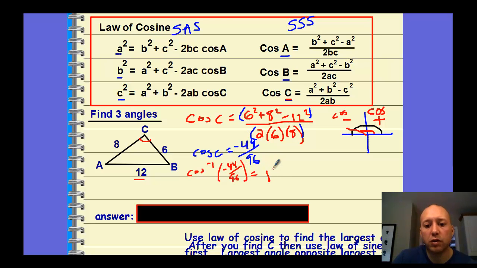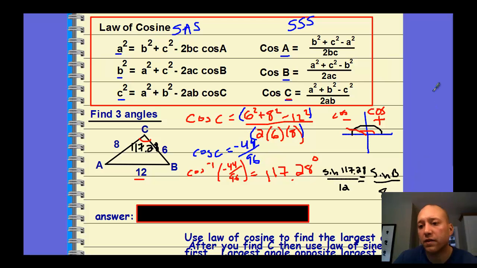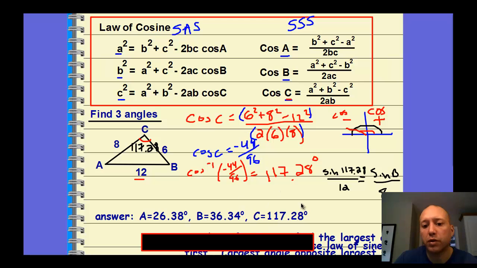And we find our angle is 117.28 degrees, and so that's our angle C. Now once you find that angle C, we already know the other two angles have to be acute, and we can just use law of sines. So we can say sine of 117.28 over 12 equals the sine of b over 8, and then just cross multiply to find that. If you want to try that, you can. The solutions would be these values, so you can see if you're able to plug those in correctly.